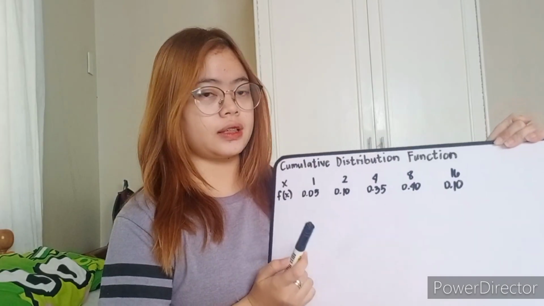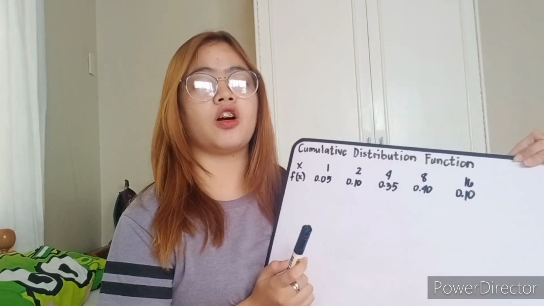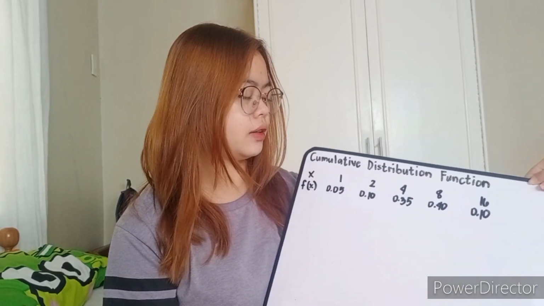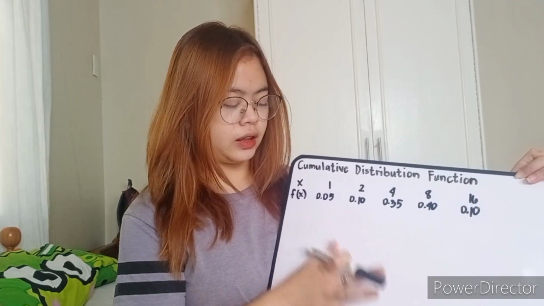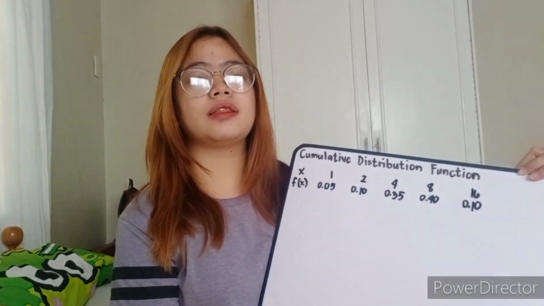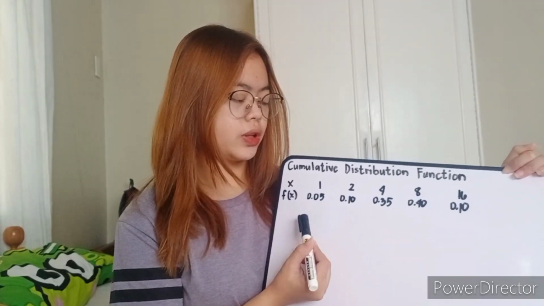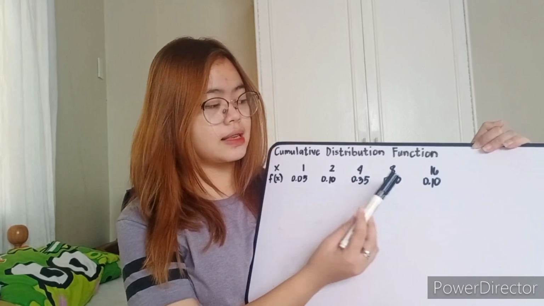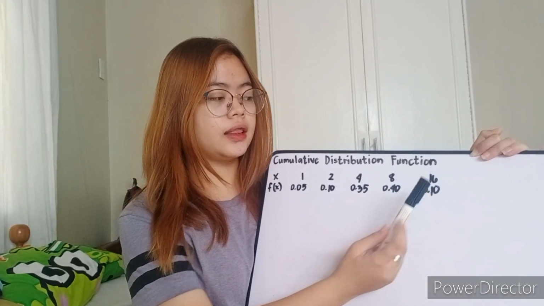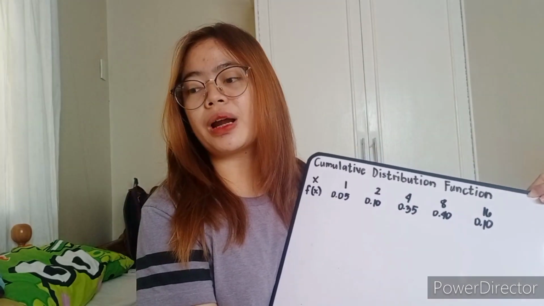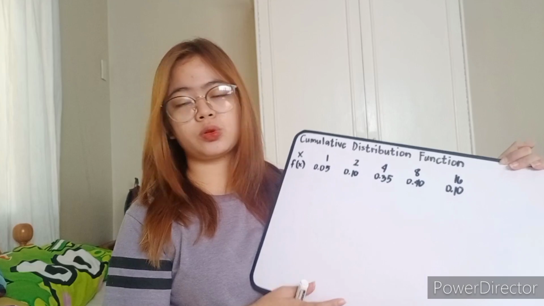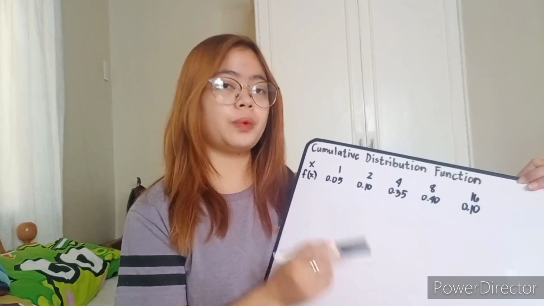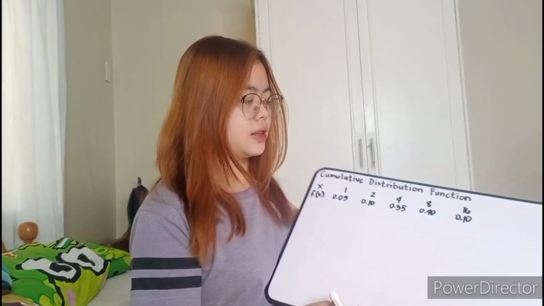Ang random variable X ay yung sizes of different drives. So, 1, 2, 4, 8, and 16 GB. So, yung f of x natin, siya yung corresponding probability niya. So, for 1, 0.05, 2, 0.10, sa 4, 0.35, and sa 8, 0.40, and 16, 0.10. So, para makompute natin yung cumulative distribution function ng x, dinedenote kasi natin yung probability niya ng f of x.